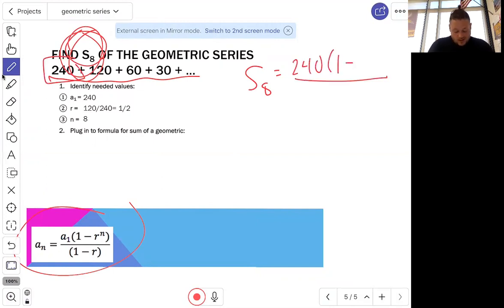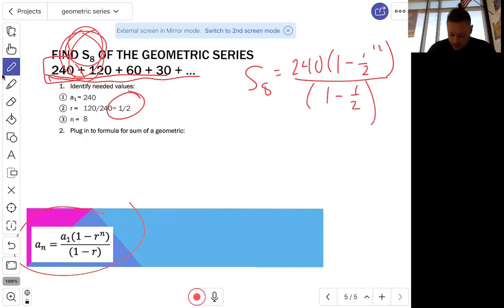My rate looks like we're going down in value. We're going from 240 to 120 to 60 to 30. So you'd probably think to yourself, oh, snap, we're going to divide by 2. No, you cannot divide. Remember, common ratios need to be multiplication. So instead, my r value is going to be multiplied by 1/2. And my n is 12. And then on the bottom, it's just going to be simply 1 minus 1/2.